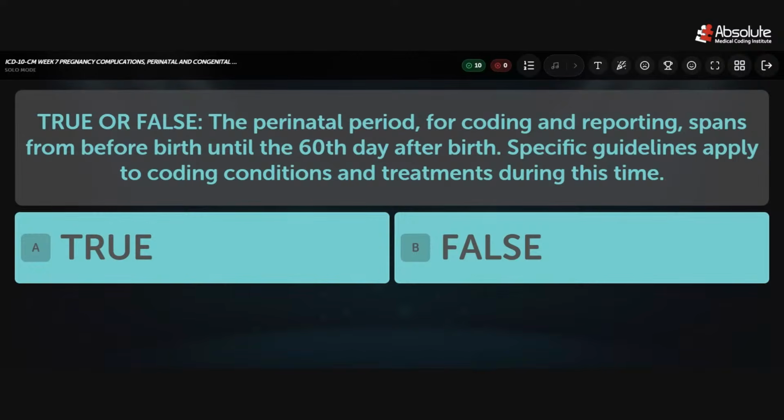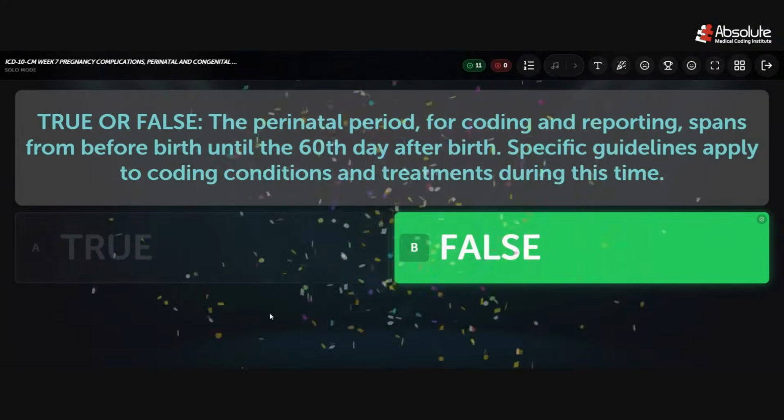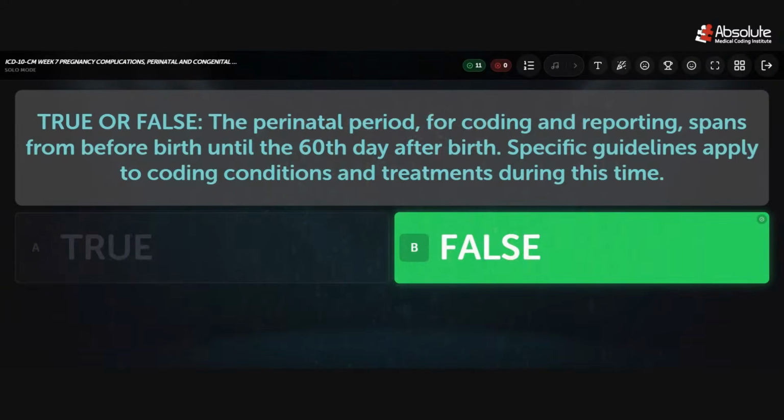Alrighty, time is up. So this statement is going to be false. I was trying to be a little sneaky as always. I just switched one little thing. Everything about this statement is correct. Specific guidelines apply to coding condition and treatment, and the perinatal period for coding and reporting spans from before birth. That is correct, but it is until the 28th day after birth, not the 60th day after birth. So that is what makes this statement false. Again, I just switched one little thing, and as always, I will go over the guideline that says this specific days.